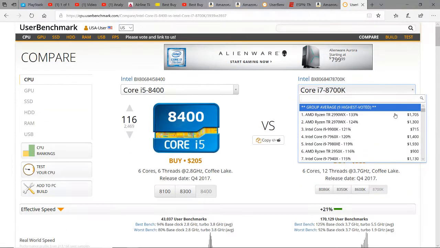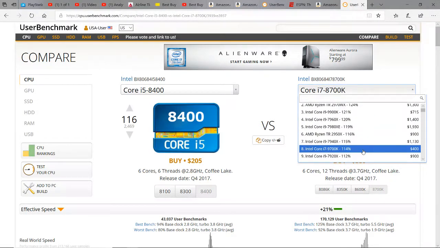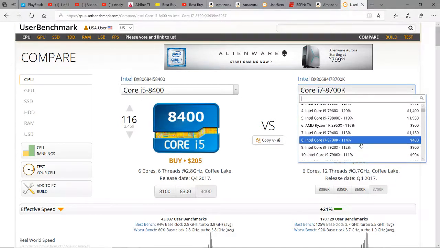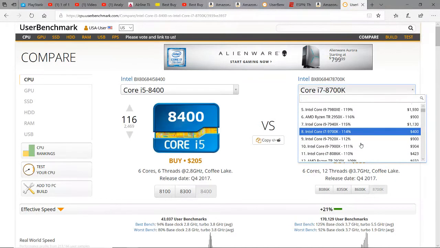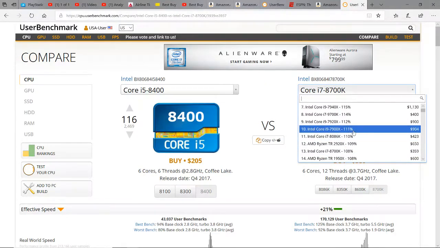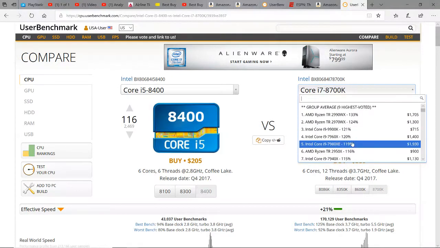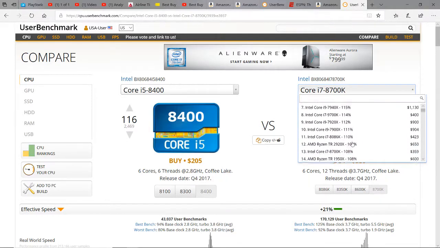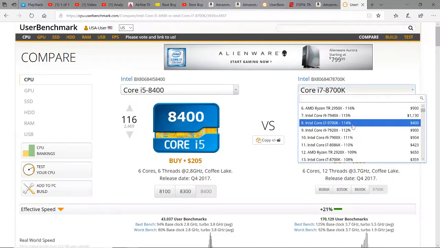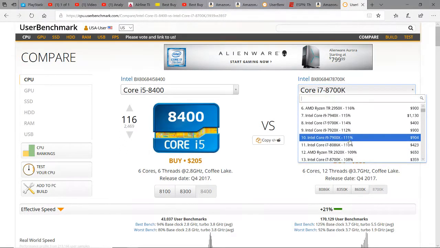Alright, so one more to check out, if we can find it. i9. There it is. Interesting. Well, we'll have to use this one.